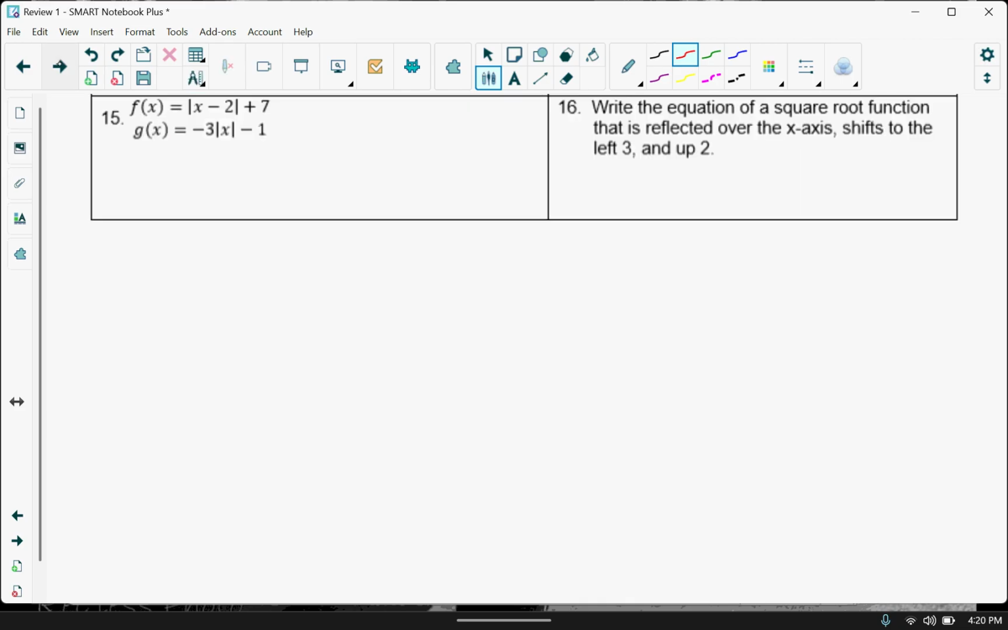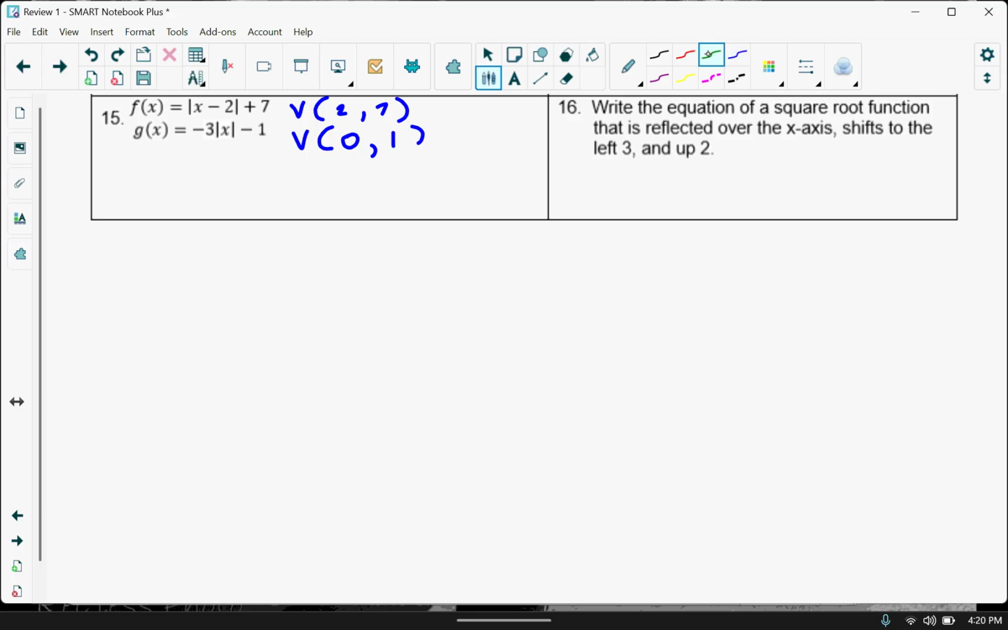Okay, number 15. Number 15 does the same thing. So number 15, we're going to find the vertex for the first one. It's going to be at 2, 7. And then the vertex for the second one. Notice how the second one doesn't have any numbers in there with x. So that means that's a 0. So the second one's going to be at 0, 1.